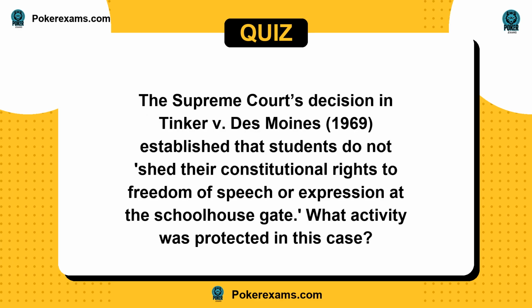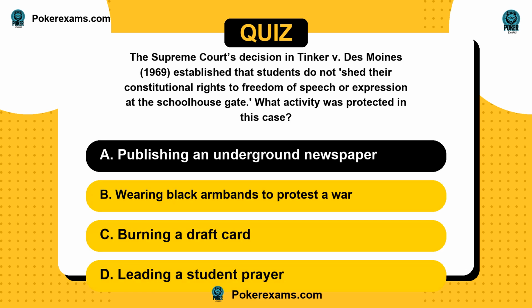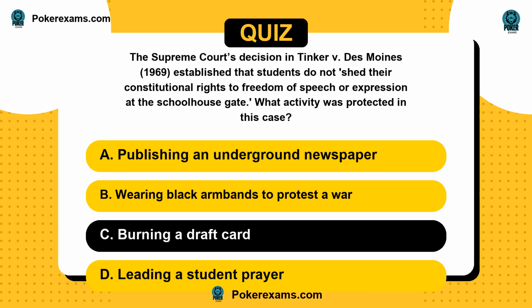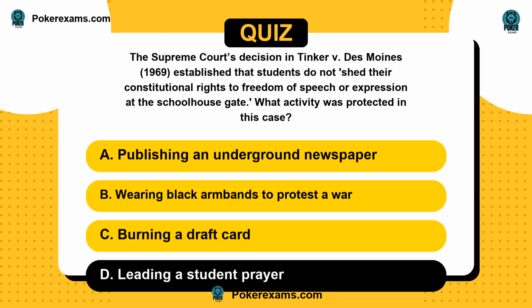Next question. The Supreme Court's decision in Tinker v. Des Moines, 1969, established that students do not shed their constitutional rights to freedom of speech or expression at the schoolhouse gate. What activity was protected in this case? Is it A, publishing an underground newspaper? Or B, wearing black armbands to protest a war? C, burning a draft card? Or D, leading a student prayer?